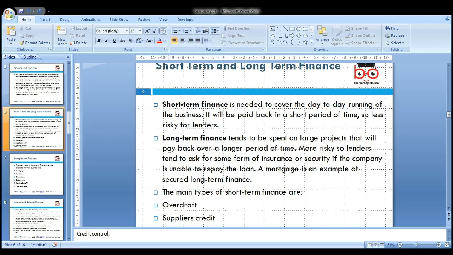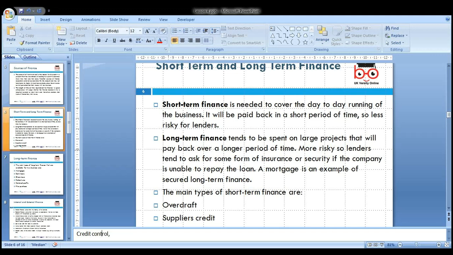The EDF financial director left the job, because the CEO said it was financially fine, but the financial director said he felt it was quite risky. He said, I'm not going to take this responsibility, and he left the job. So we need to look at the risk, the more risk. Lenders tend to ask for some form of insurance or security from the company. If the government is giving the security, then it's fine, in case the company is unable to repay the loan.